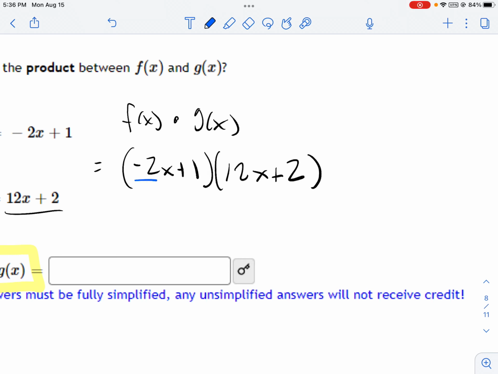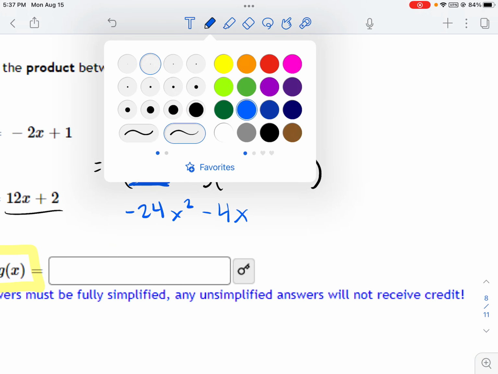So, distribution means you're multiplying everything out equally. So, you take your first term, you say, all right, that multiplies to the first term of our next parenthesis. Negative 2 times 12 is negative 24, x times x is x squared. All right, then we multiply the first negative 2x to 2, which is negative 4x. Negative 2 times 2 is negative 4. There's only one x, so it just comes right down.